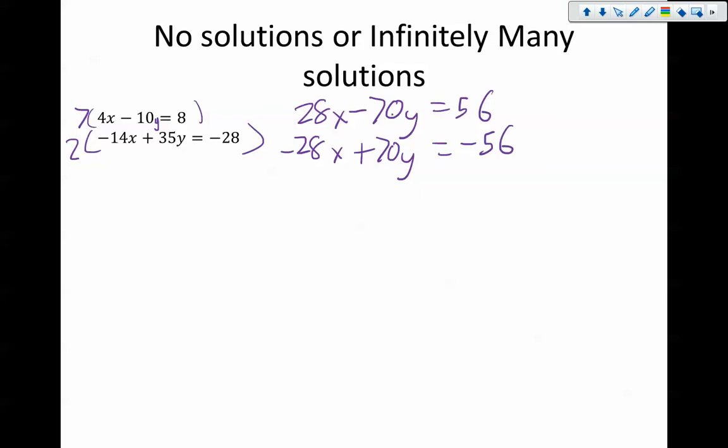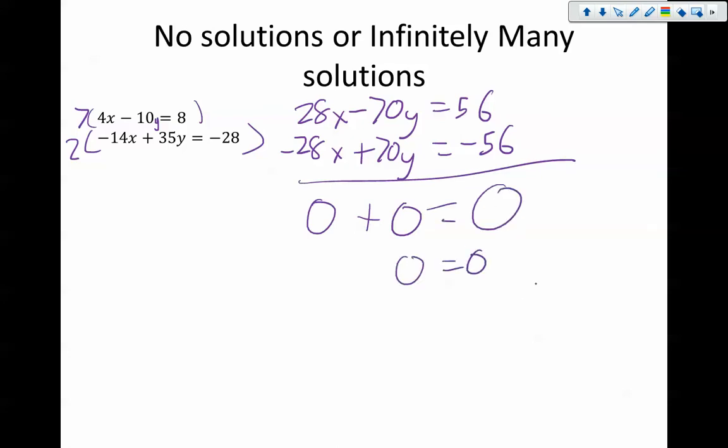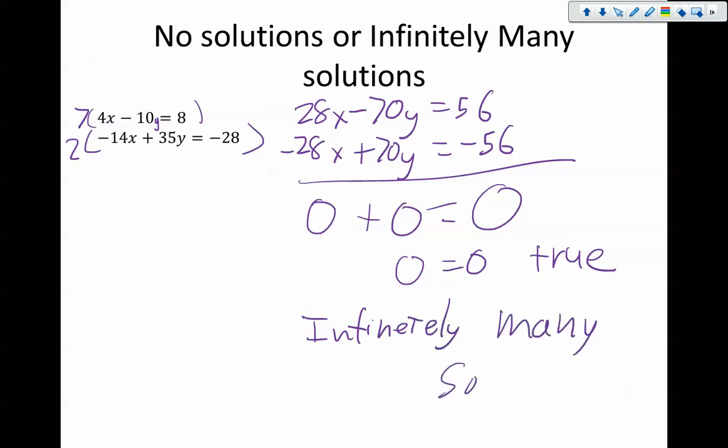So notice again the weird thing that's happening here. This is 0 plus 0 equals 0 at the end. So I have 0 equals 0, which, by the way, is a true statement. 0 does, in fact, equal 0. So this is infinitely many solutions.